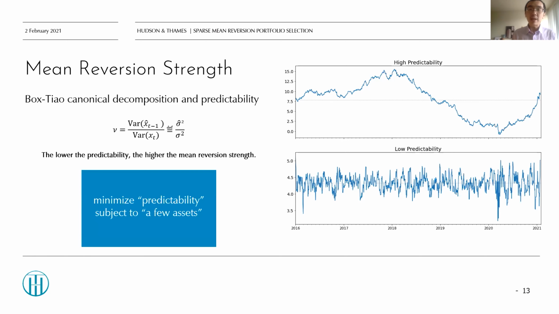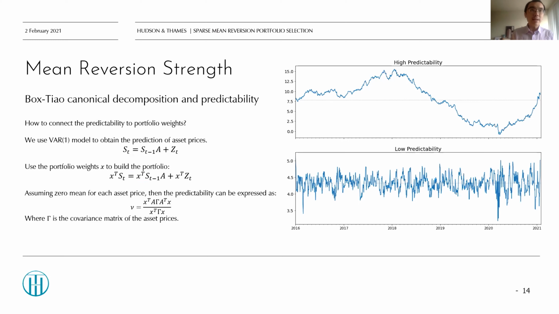So we can now summarize. We want to lower the predictability to achieve higher mean reversion strength. So the question now has become, how can we minimize this predictability under the constraint that we can only trade a few assets?